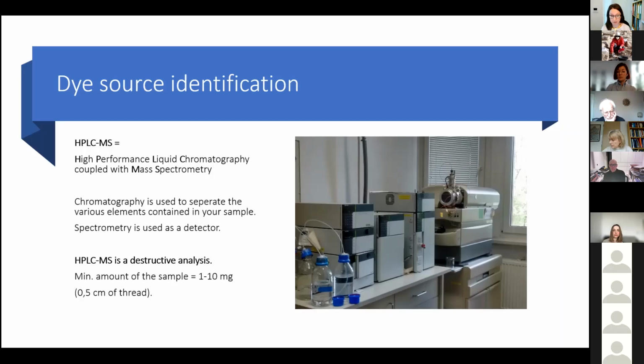So remember, it's a destructive analysis. However, the amount of sample needed is really minimal. It's from 1 to 10 milligrams, and 1 milligram is around half a centimeter of a thread. So you do not have to sacrifice a lot of your textile, but also remember that image of the various concentrations of dye in the fiber.